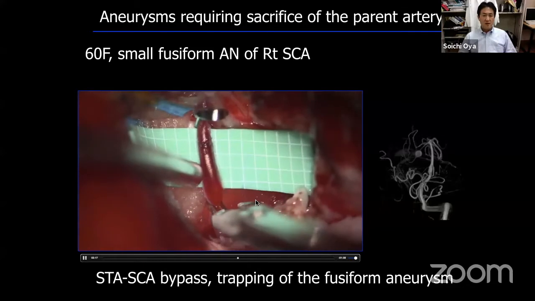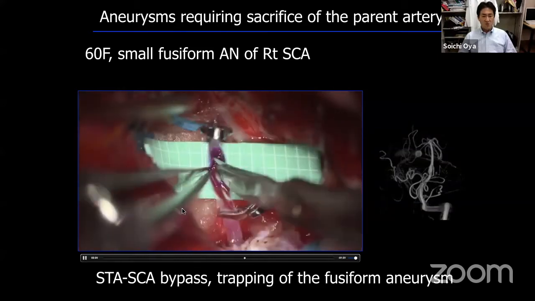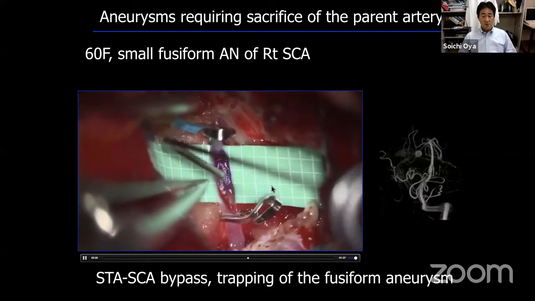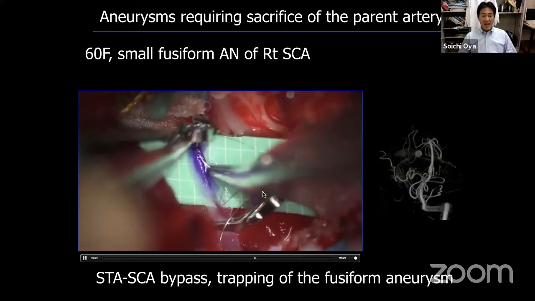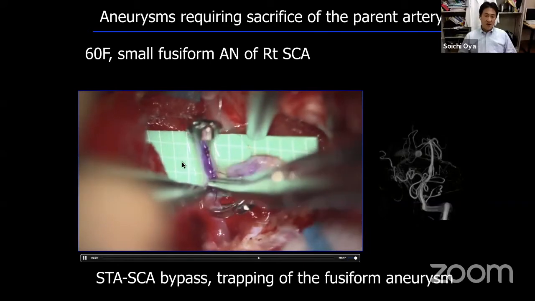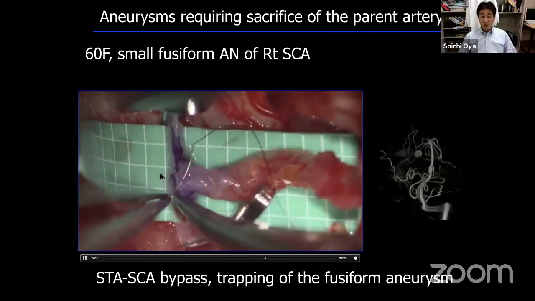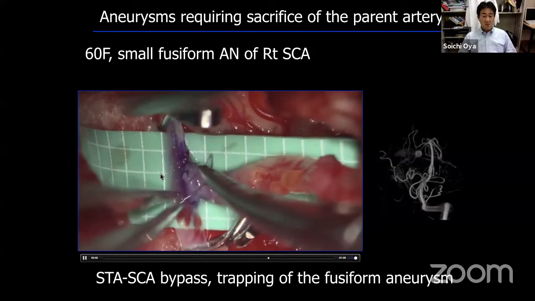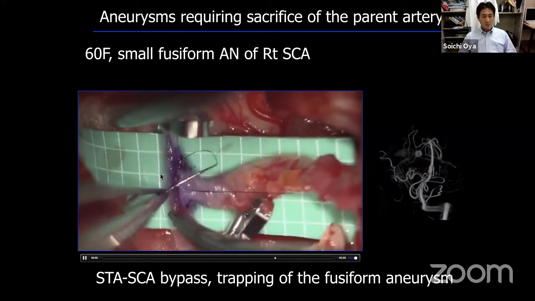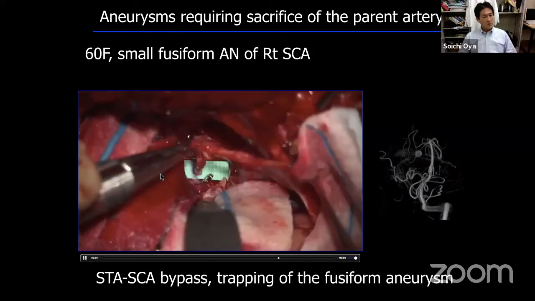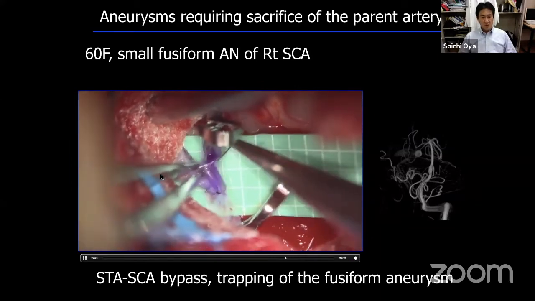By doing this, as you see here, we can avoid too much retraction of the temporal lobe. Also, for this type of deep anastomosis, I think it is advantageous if we can lay the donor artery from right or from left, like this, so that we can enhance the visualization of the site of the anastomosis. And also you have ample space to insert surgical instruments from various directions.